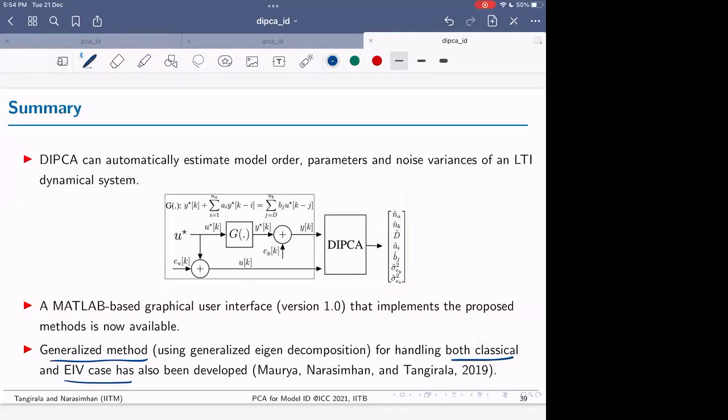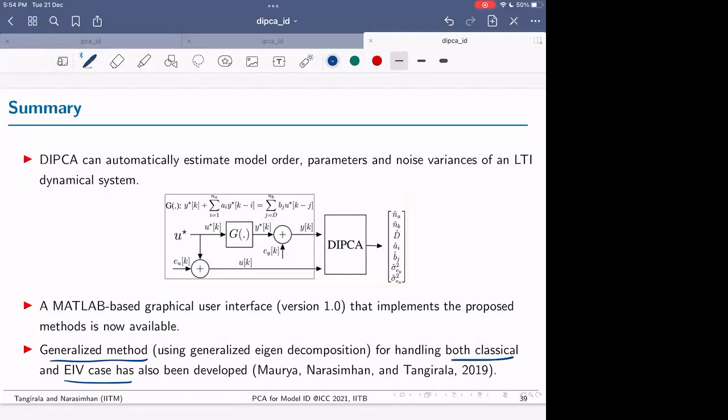We don't need separate methods. Today you have a separate method for classical identification where inputs are known accurately, and EIV for handling erroneous inputs. Here we are saying there is a generalized method, and we presented this paper at ICC. I'm not so sure if it was awarded the best paper, I don't remember. But there is a generalized method available. And we now have a MATLAB-based GUI version 1.0 that implements all the methods we have talked about: IPCA, DIPCA, and the hypothesis testing.